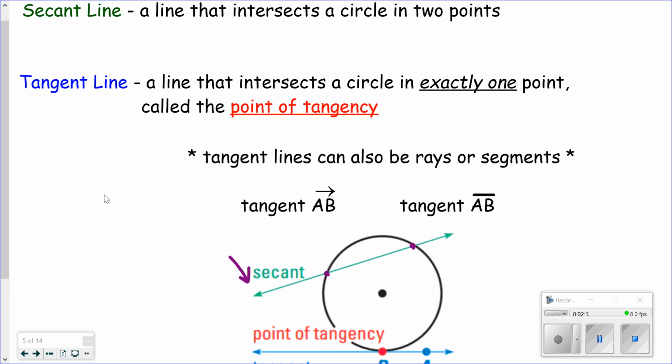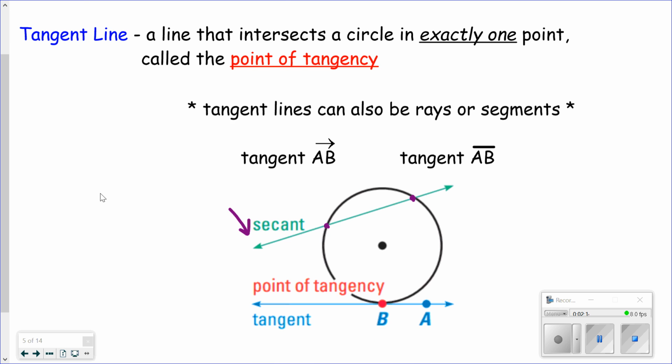And finally, a tangent line. A tangent line intersects a circle in exactly 1 point, and this point is called the point of tangency. So if we look at this blue line here, we see that it only hits the circle at 1 point. That's called the point of tangency. And since there's a B next to that point, we call that point of tangency point B. And it's a line, and it goes on forever and ever and ever. Tangent lines do not go through the circle. Anytime it goes through the circle, it would be a secant.